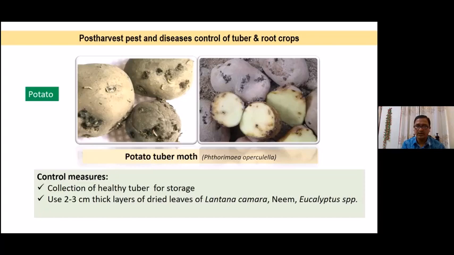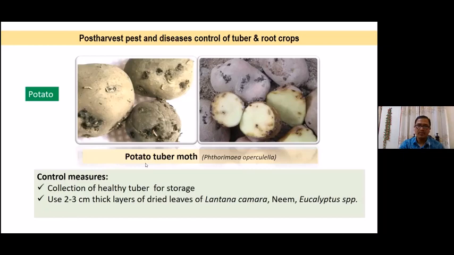One of the most severe and dangerous insects is the potato tuber moth. This potato tuber moth infects the tuber severely, and the potato becomes unsuitable for consumption and even marketing. So if you want to control this potato tuber moth, we have to collect healthy tubers for storage. Besides this, we can use some botanicals, say some dry leaves of lantana and neem, Azadirachta indica. These leaves can eliminate these insects. So this is a prescription. We can use some dry botanicals that can help to eliminate this insect.